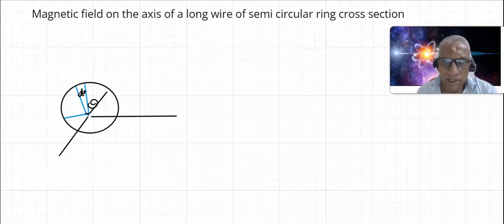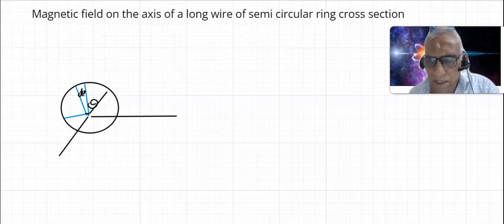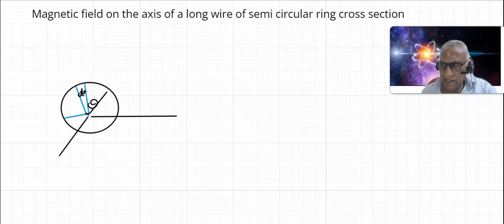So this particular problem is on the magnetic field on the axis of a long wire of semicircular ring cross section. There may be one or two videos posted on the same problem by other authors, but I think whatever I am explaining is slightly different and makes it more clear. So you can watch this and also watch other videos, and you can leave your comments about how you feel about this explanation.